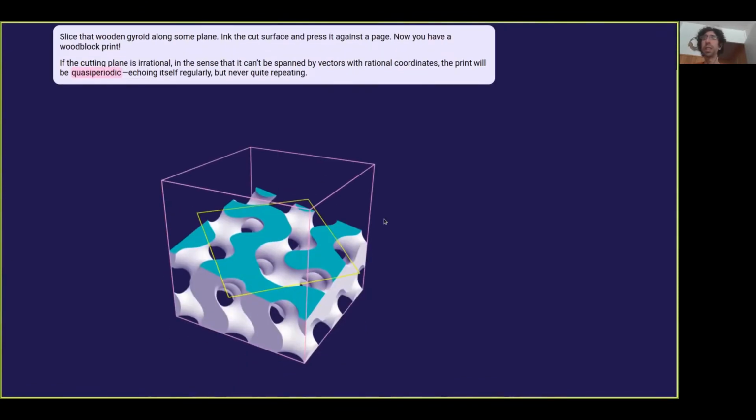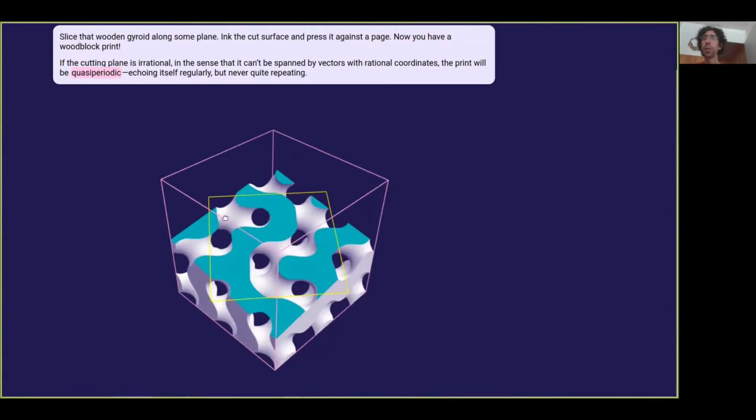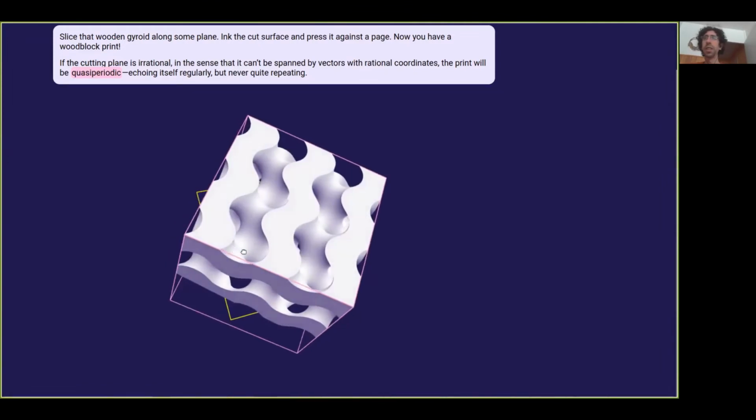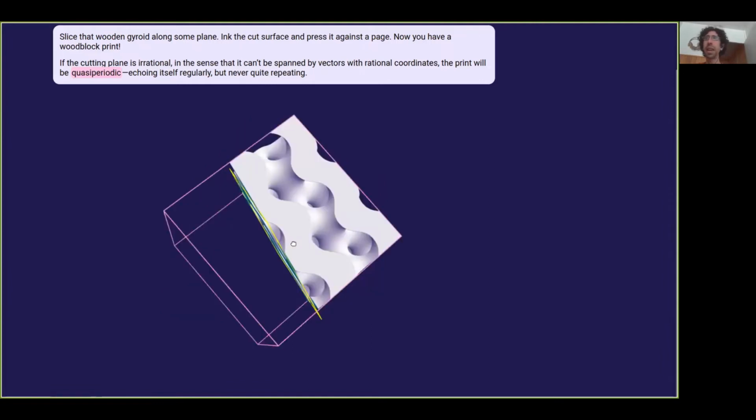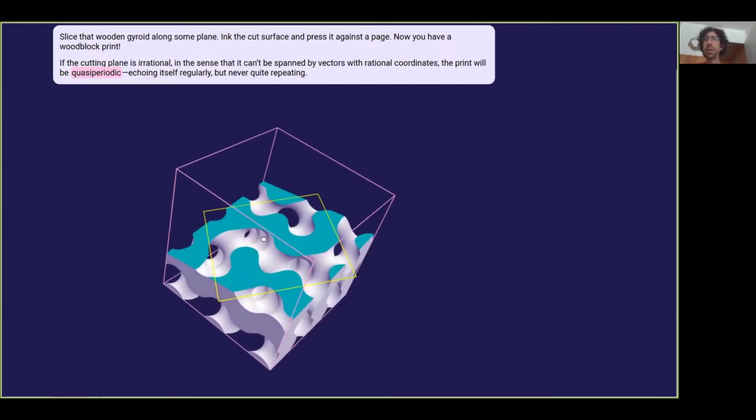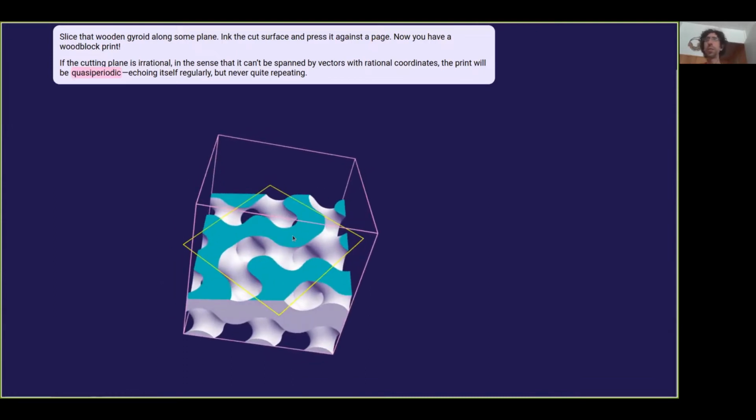So here's an example of what that would look like. This white solid is a model of the gyroid that I described earlier. So the white stuff is the wood and everything else is empty. And on the top here, I've cut it along some irrational plane, and I've colored that cut surface. You can imagine it's covered in ink. And you can see that there's this sort of weird wavy pattern on the inked surface.